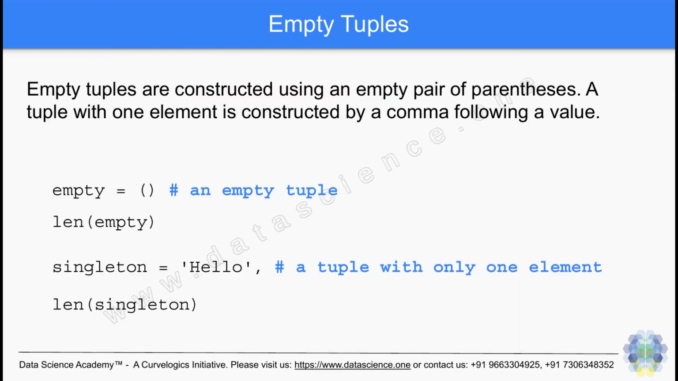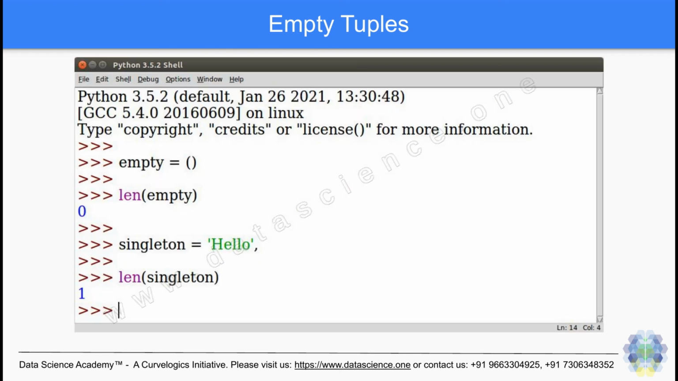Empty tuples are constructed using an empty pair of parentheses. A tuple with one element is constructed with a value followed by a comma. Here we have created an empty tuple, that is, a tuple with no elements. Using the len function, we can see that the tuple is an empty tuple. Creating a tuple with only one element is possible by using a comma following the element. When using the len function on the tuple singleton, we can see that it consists of only one element.